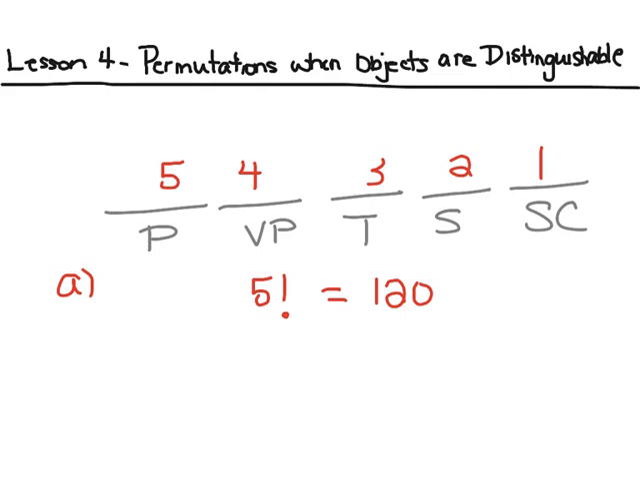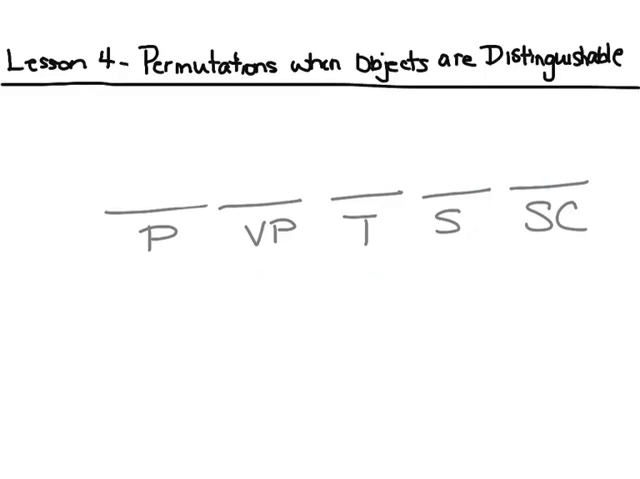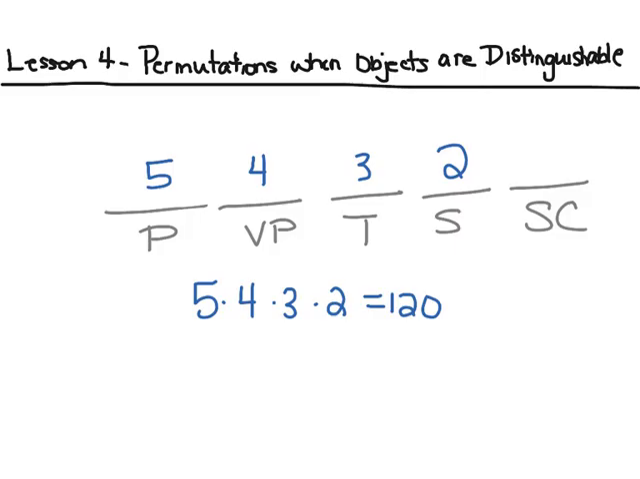If you just wanted to vote for president, VP, treasurer, and secretary, so we're only going to vote for 4 of them, we have 5 people to vote for here, 4 people here, 3 people here, and 2 people here. We're not voting for the last person. So we have 5 times 4 times 3 times 2, not doing the 1, which is 120 ways. Another way to write this is if we look at 5 factorial, we want to get rid of that last factorial, so we would divide by 1. Because it's 1, it doesn't really matter, but that is how you get rid of the 1.